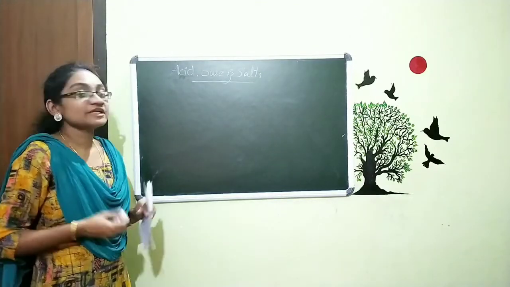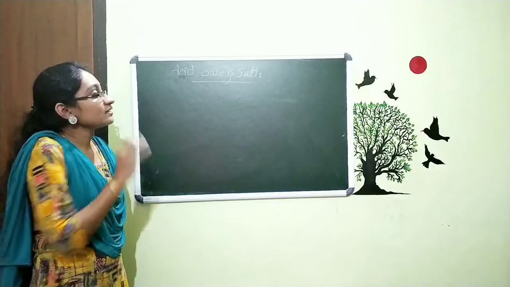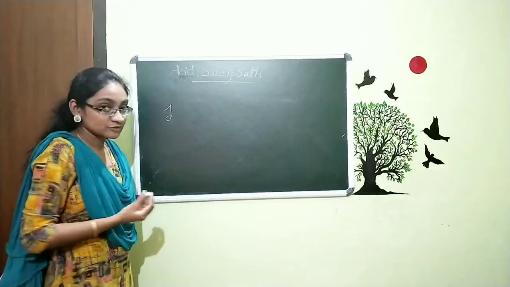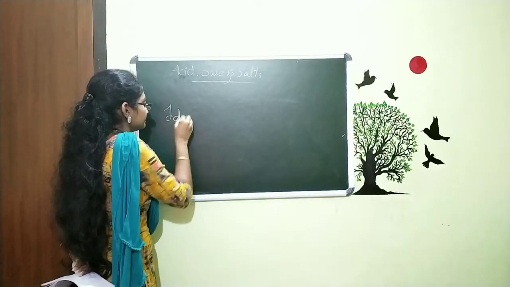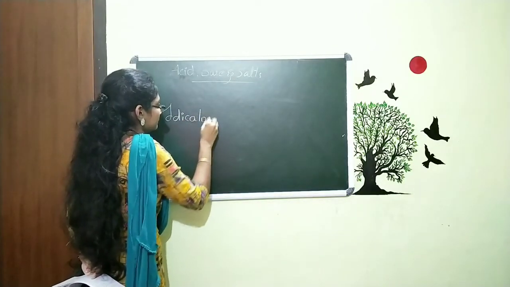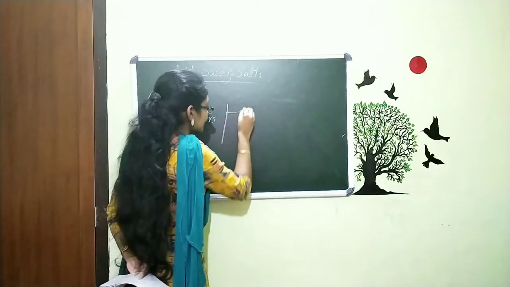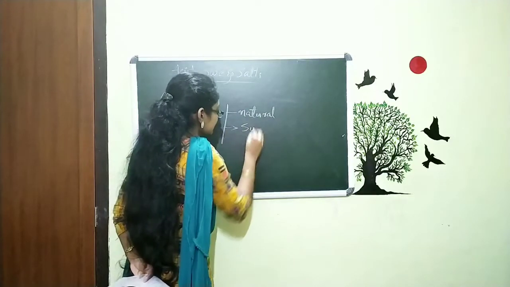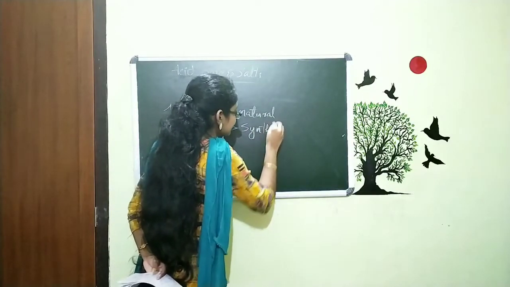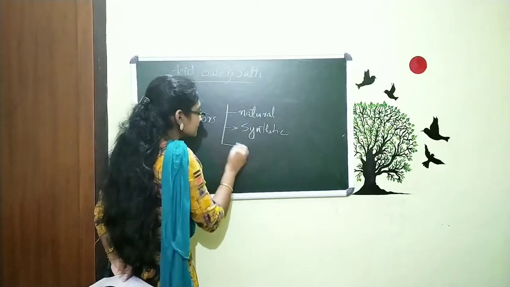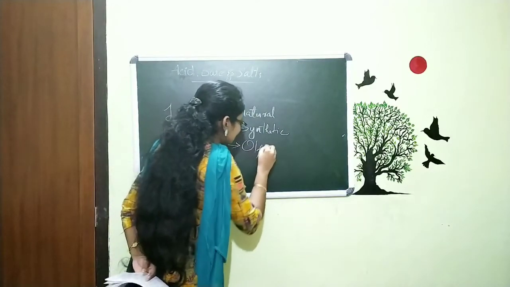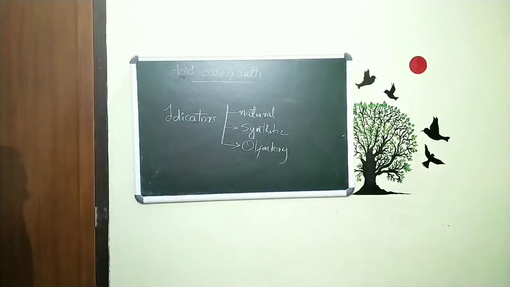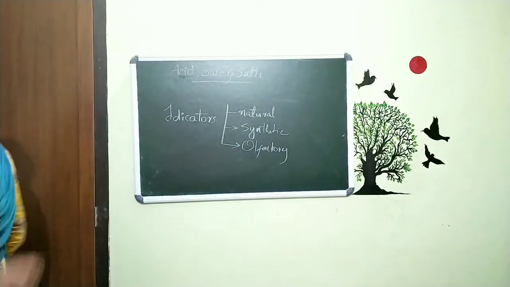In the last class we introduced this chapter and the last topic was indicators. We discussed different types of indicators yesterday: natural indicators and synthetic indicators. Also we discussed olfactory indicators. Now we are going to discuss the further topics in this chapter.